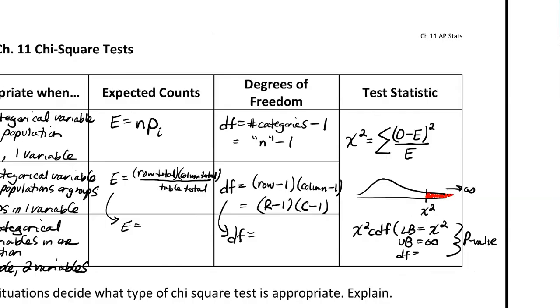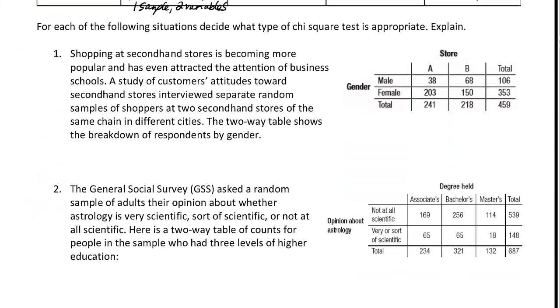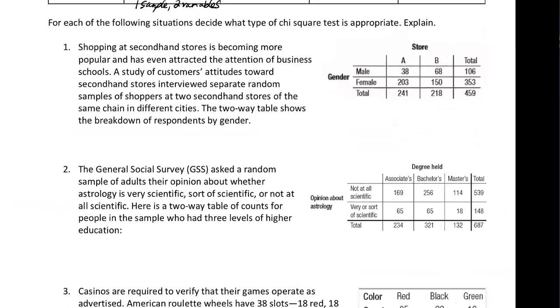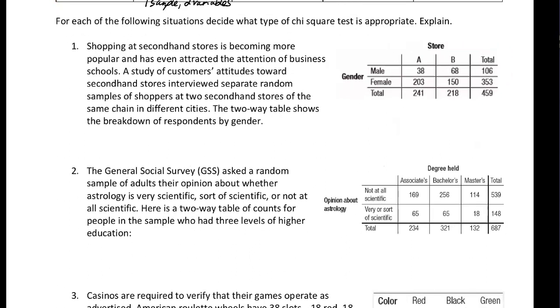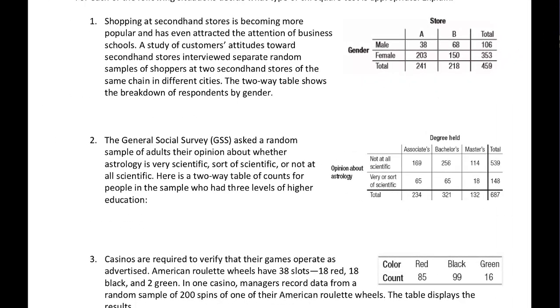So that's a summary of the three different chi-squared tests that we have. I'd encourage you to pause this video now and for the following situations decide what type of chi-squared test is appropriate. Number 1, 2, and 3. Go ahead and pause the video and see what you can do.